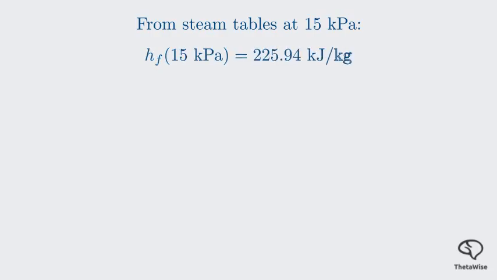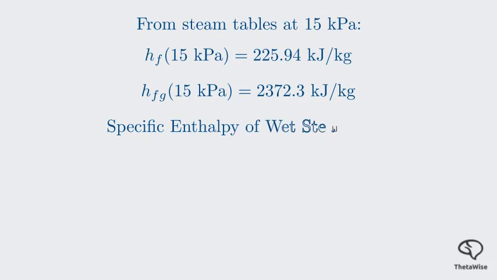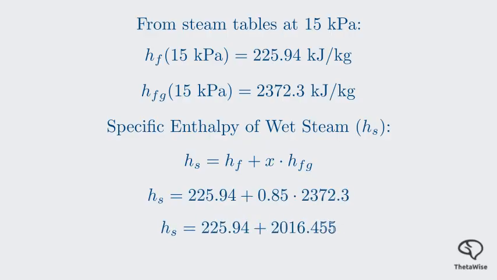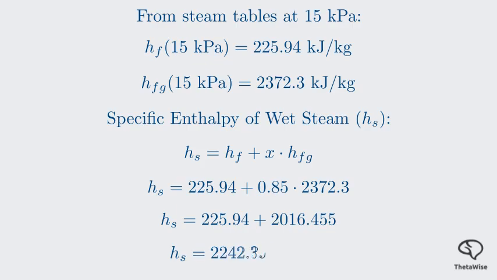From steam tables at 15 kPa, h_f is 225.94 kilojoules per kilogram and h_fg is 2372.3 kilojoules per kilogram. Now let's calculate the specific enthalpy of wet steam, denoted h_s. The formula for h_s is h_f plus the dryness fraction x times h_fg. Substituting the values, h_s equals 225.94 plus 0.85 times 2372.3. This simplifies to 225.94 plus 2016.455. Finally, h_s is 2242.395 kilojoules per kilogram.